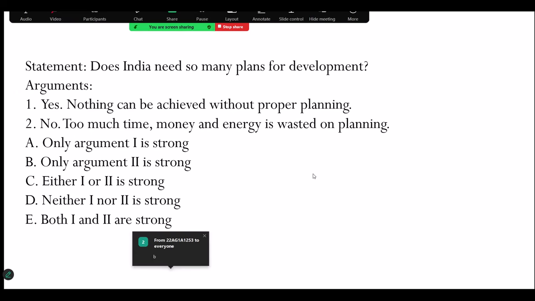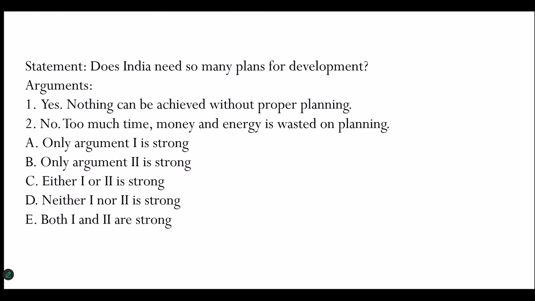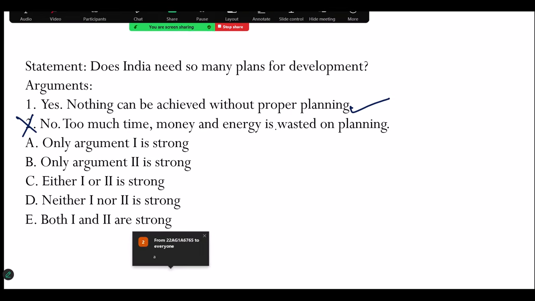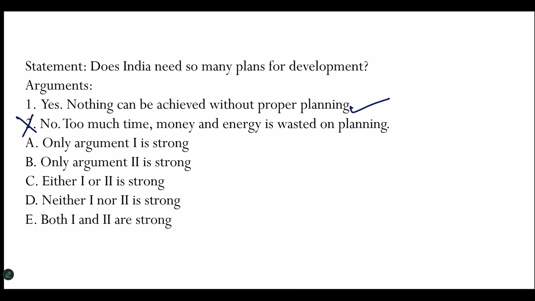Now, does India need so many plans for development? First argument, yes, nothing can be achieved without proper planning. Good. Second one, no, too much time, money and energy is wasted on planning. Second one is wrong. Actually, for planning, why money? We can do it on paper, in a system. We have a meeting, online or physical. That's not a correct fact. Even for directing a film, directors should have a proper plan of what is to be done. Then they can save the time and money also, right?